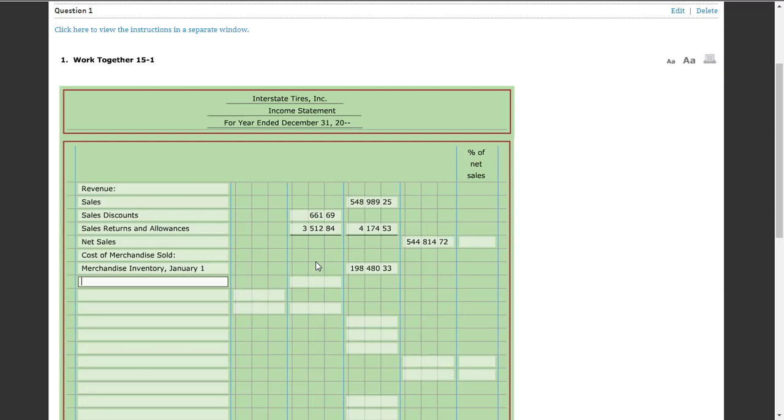I have to account for all of the stuff that I bought throughout the year. And when I buy merchandise, what account am I affecting? Purchases. So we have purchases, and then we have our purchases discount and our purchases returns and allowances, just like sales. Okay? So we have to go through now, right below merchandise inventory, and put in purchases. And purchases has a balance of $278,452.39.